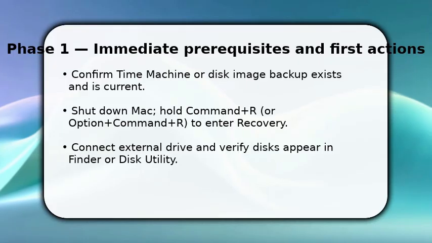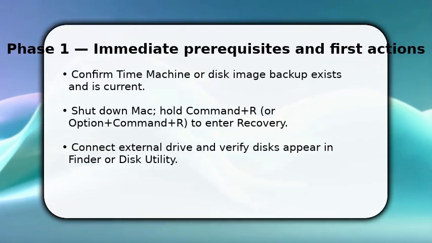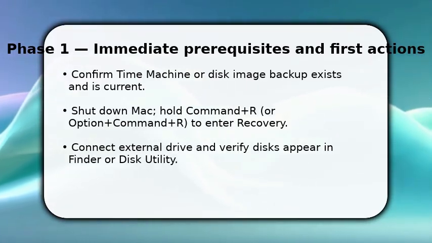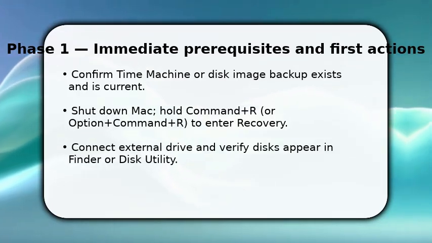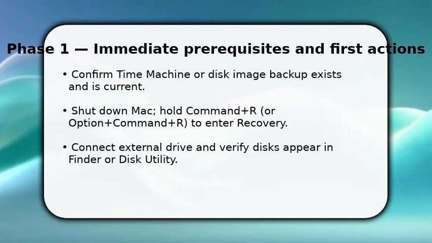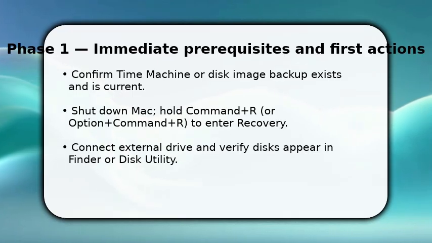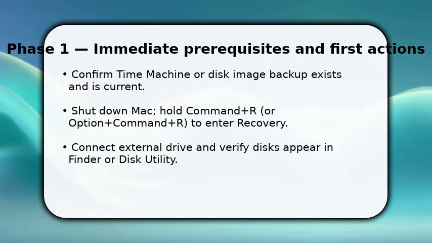You start by ensuring a reliable source to restore from, because Disk Utility will only write what you choose. Once backups are confirmed, shut down and boot into macOS Recovery using Command+R. Use Option+Command+R for Internet Recovery if needed. Make sure your external drive is connected and shows in Disk Utility.